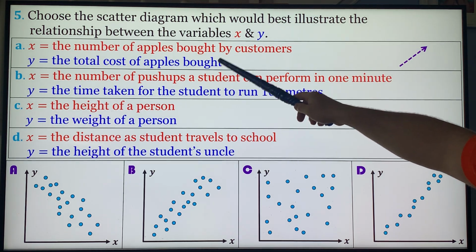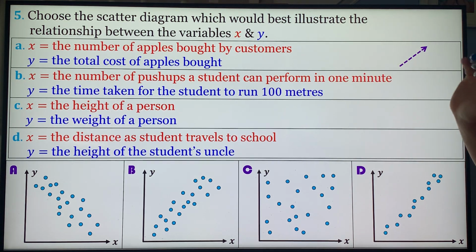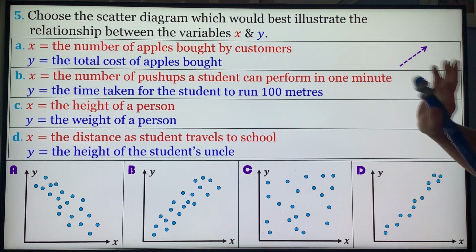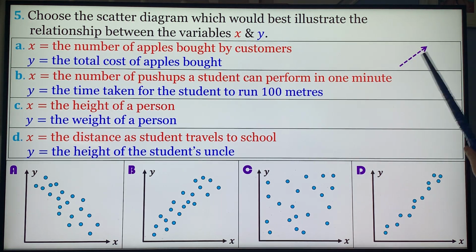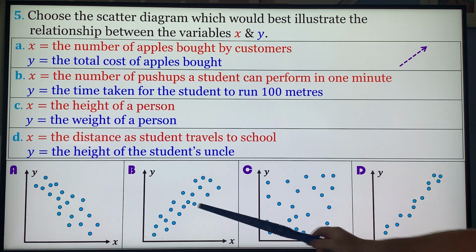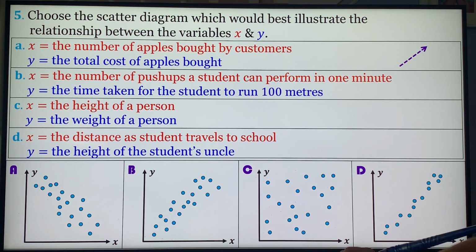Oh, total cost. So everything I just told you is a lie. If it was per apple, it would be decreasing. But because you're buying more apples, the total cost increases, right? Because the more of something you buy, the more it costs. All right, so that could either be B or D.